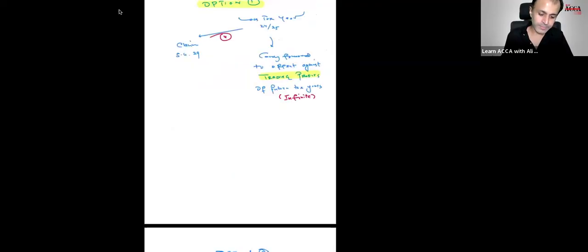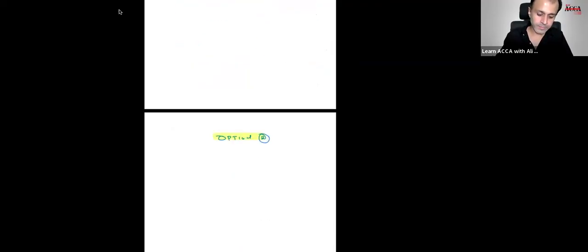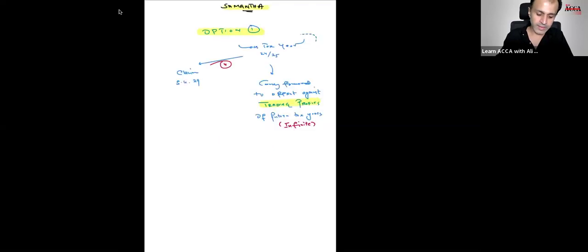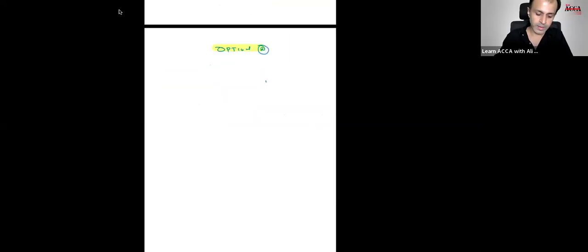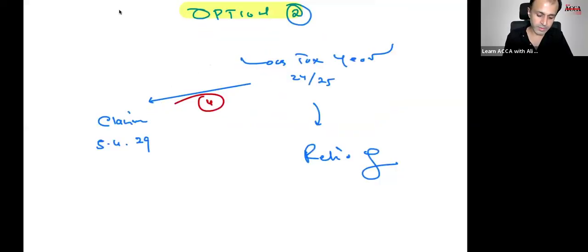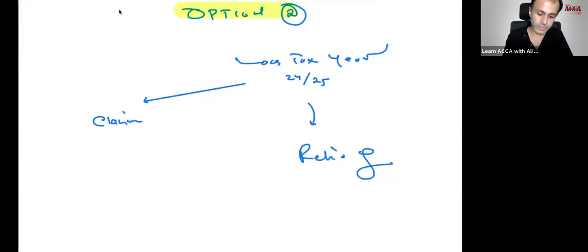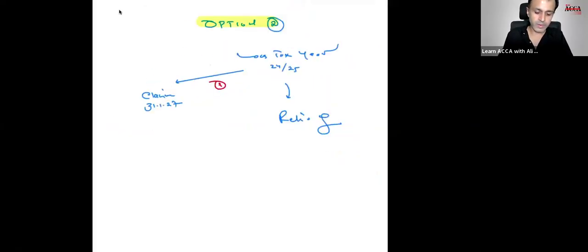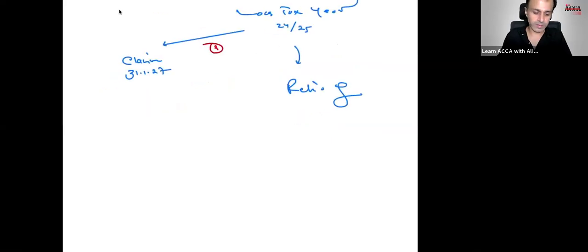Option 1, option 2. So what is option 2? The all popular loss relief against the total income. So this way I can write once again the loss tax year. Here the losses are relieved. First of all, the claim date for that one is different. The claim date is 2 years within the 31st of January, so it has to be 31st of Jan 2027.